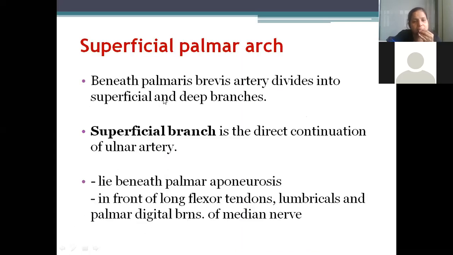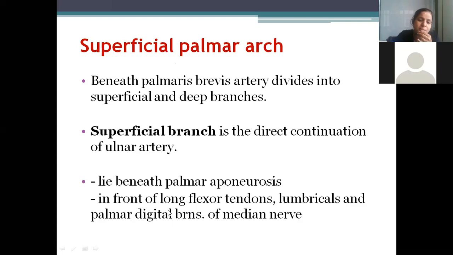Now let's go back, and you will understand. Beneath palmaris brevis, the ulnar artery divides into superficial and deep branches. The superficial branch is the direct continuation of the ulnar artery, so it is the main continuation. It lies beneath the palmar aponeurosis. When you are doing dissection and remove the skin of the palm, you will come across the triangular palmar aponeurosis. If you remove that, you will see the superficial palmar arch.